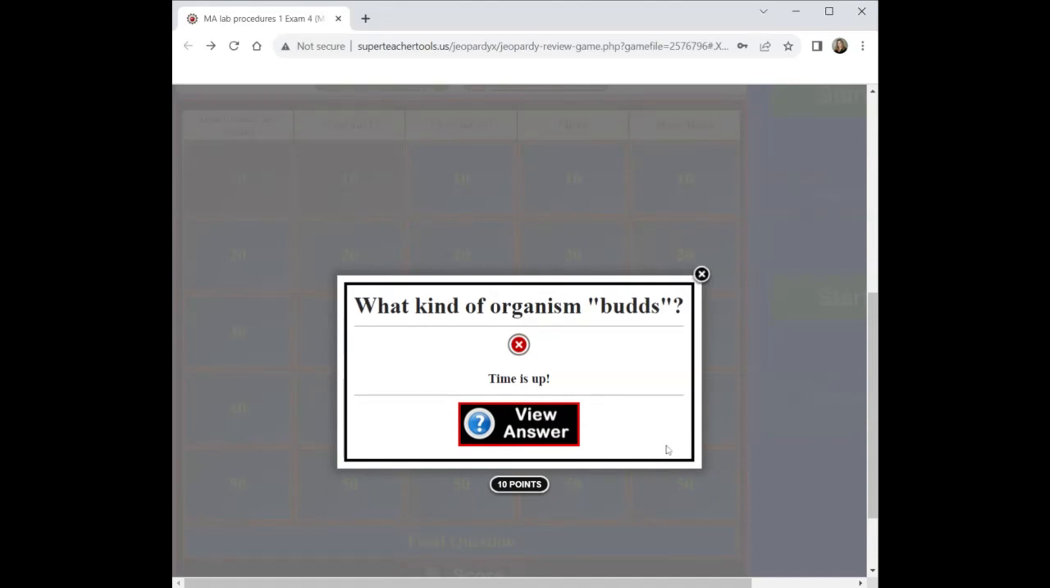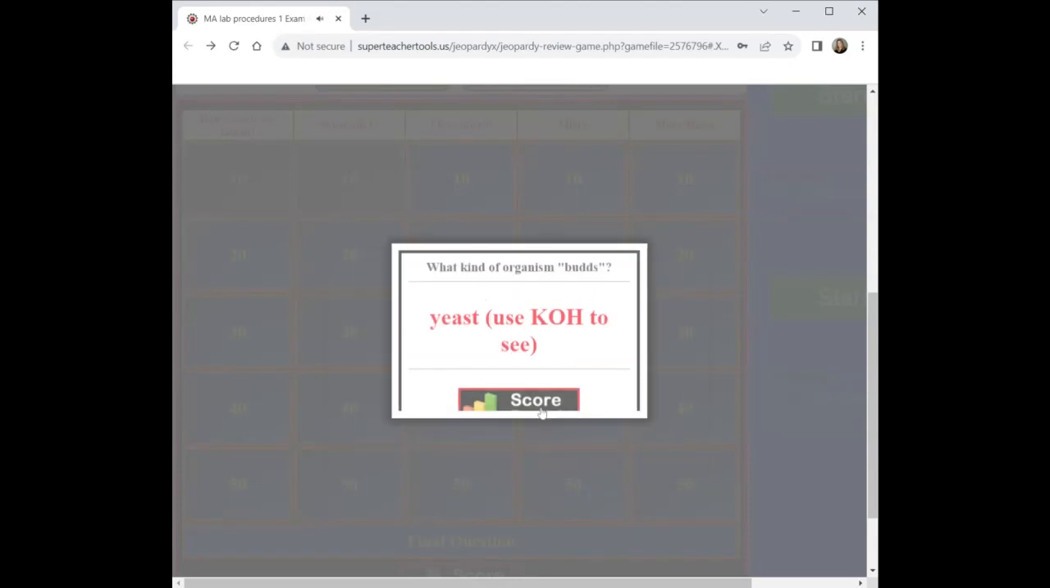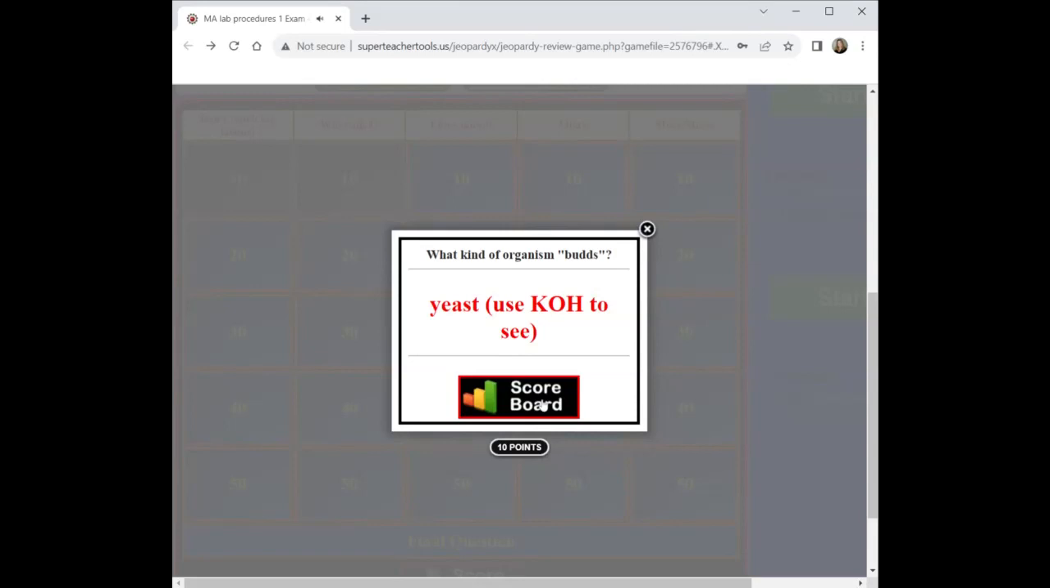What kind of organism buds? Is it yeast? It is yeast. Yep, we use the KOH to see that.